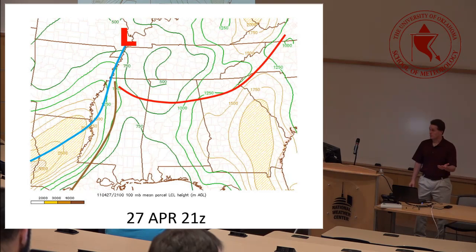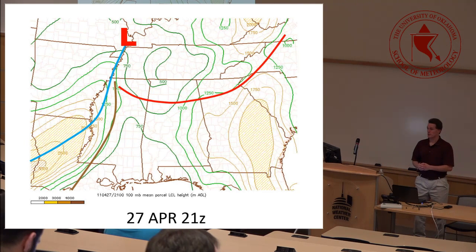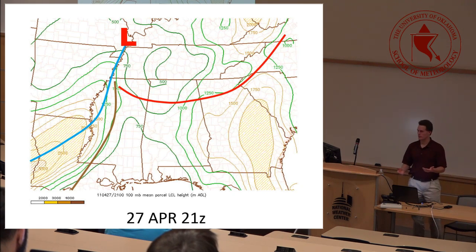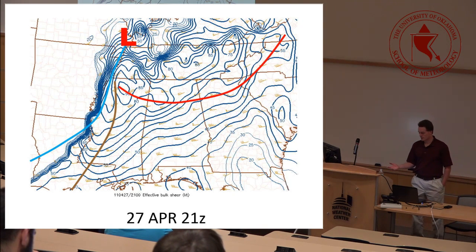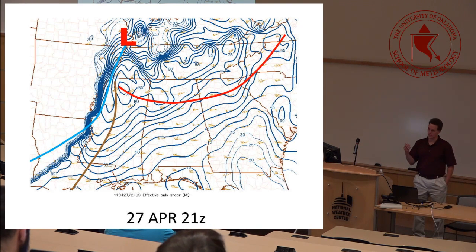LCL heights. It's moist. We already know we have high dew points, but it wasn't excessively hot in the warm sector. LCLs are generally below 1,000 meters. We've already shown before that that's favorable in terms of the ingredient distribution, so that's well within the range of significant tornadic supercells. Effective bulk shear, very strong. Again, this is strongly suggestive of rotating, deep, long-lived rotating updrafts.